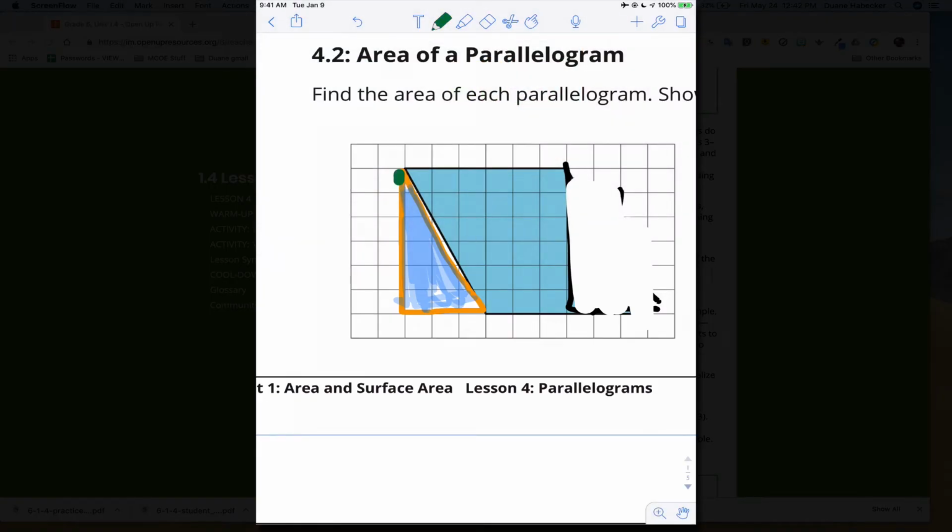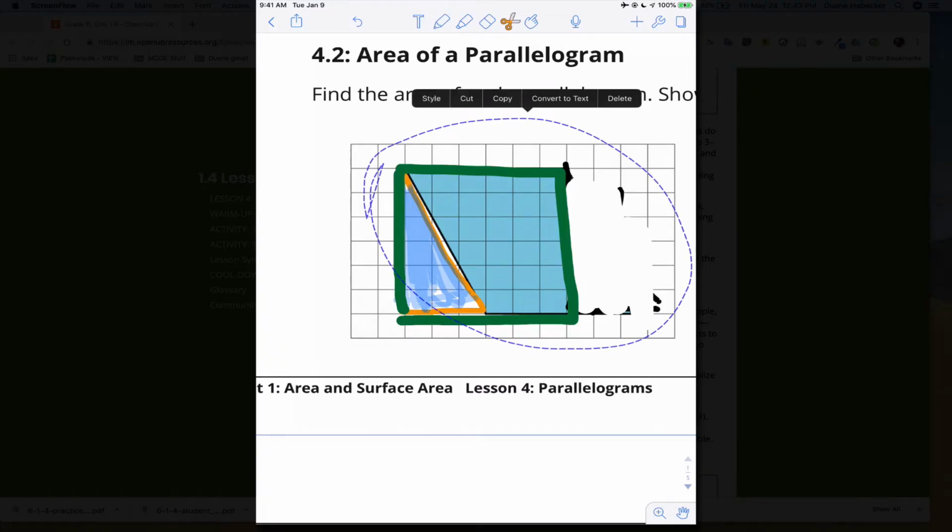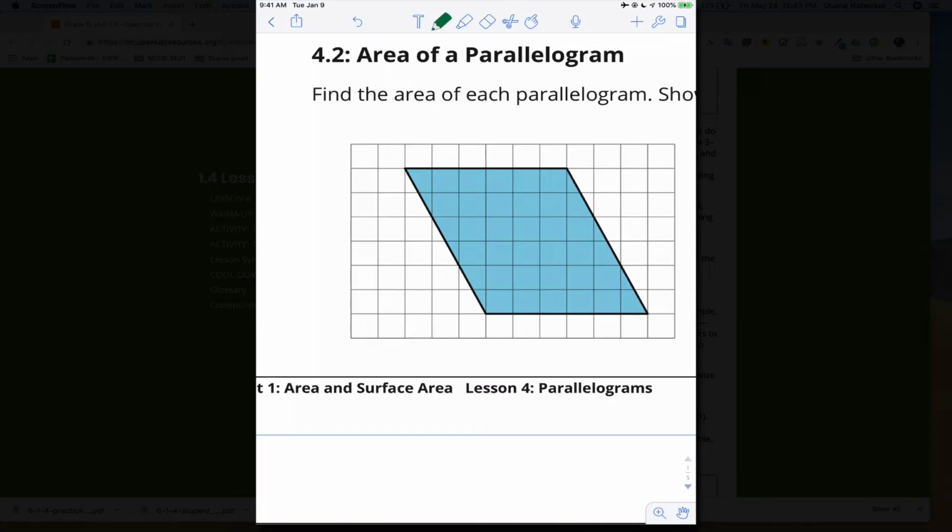We can see that it's 1, 2, 3, 4, 5, 6. It's 6 tall and 1, 2, 3, 4, 5, 6 wide. And that's easy to find the area. That's 6 times 6 is 36. So that's another way. It's that idea of recognizing that we can take this triangle, move it over here, and now we have the shape of a square right here.